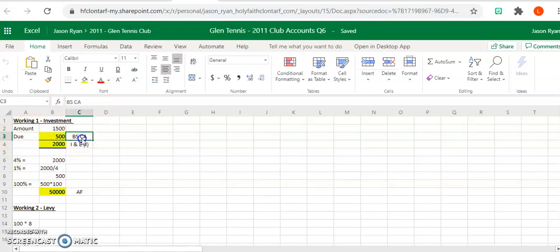Your income due, that's going to go into your balance sheet as a current asset. And the 2,000 is the income for this year. Remember, your income and expenditure account is like your profit and loss account. So that's going to be your income. That's how much we're going to receive for the year in the income and expenditure account.